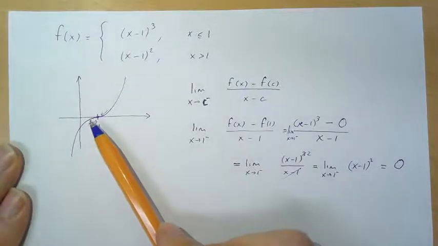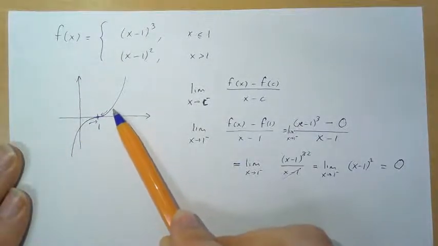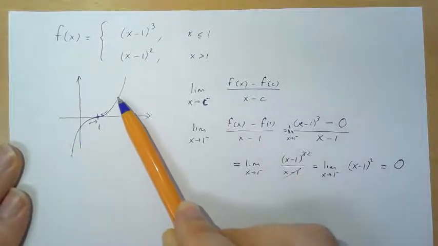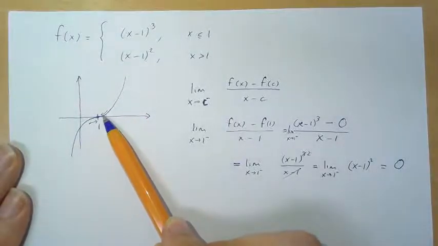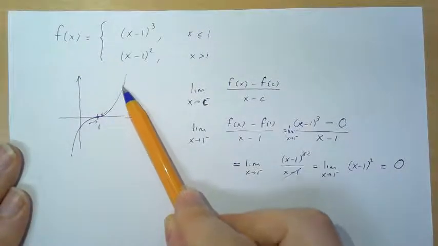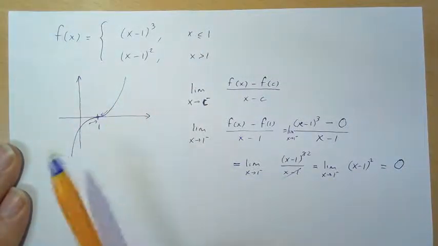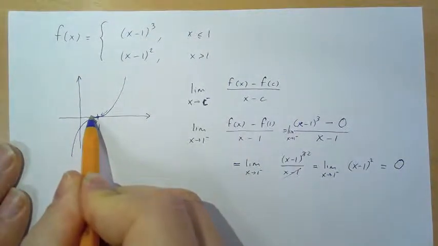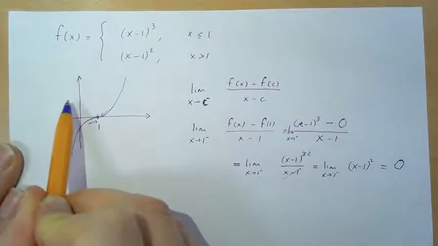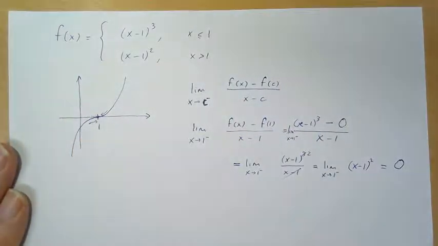The question is, will I have the same slope if I approach from that side? If I do, then they connect smoothly. If I don't, then there's some kind of sharp turn. You know that a parabola has a slope of 0 here because the parabola actually is symmetrical like that. But we're going to do it algebraically.